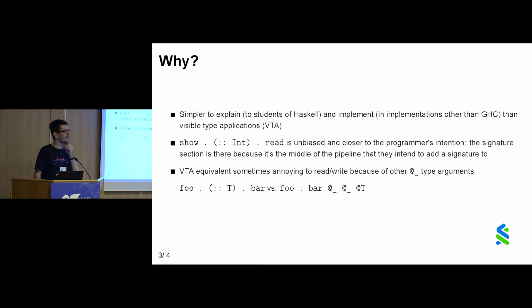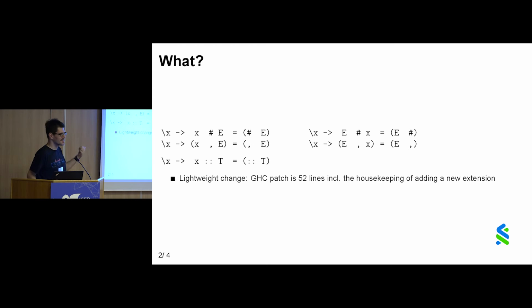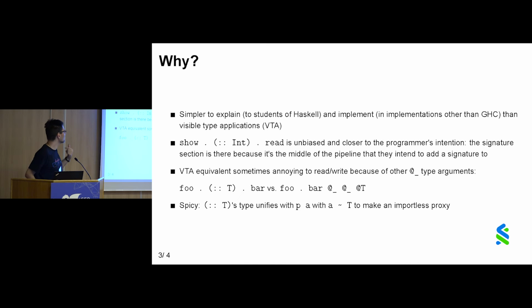Well, because you might think that, first of all, you can write this as id at t. But the other thing is that a lot of the use cases you could get by with the visible type application. So for example, if you have show, compose, read, the classic example, you don't know what the middle type is. I would argue that if you write it like this in the middle, it's unbiased in the sense that you're not adding the int as either the read or the show, because it's not really a property of either side. It's the pipeline itself that has a type in the middle.